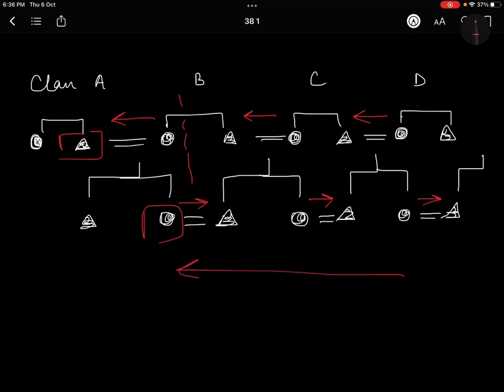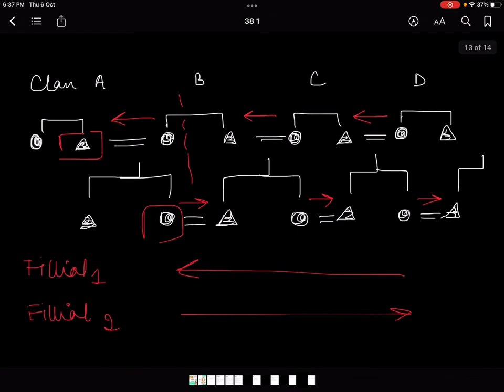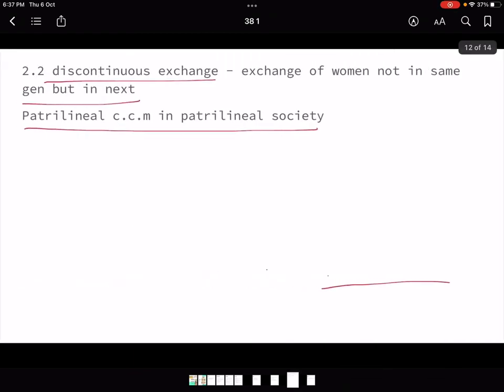So in one generation, in filial generation 1, they are wife receivers. मतलब A is receiving, then C is receiving from D, like that. But in the next generation, they are wife givers. So in the second, A will give to B, B will give to C, and so on. So the direction again reverses in the next generation. So this is discontinuous, right? So I hope you understood it. I tried to explain it as much as I could. So I think I'm clear.